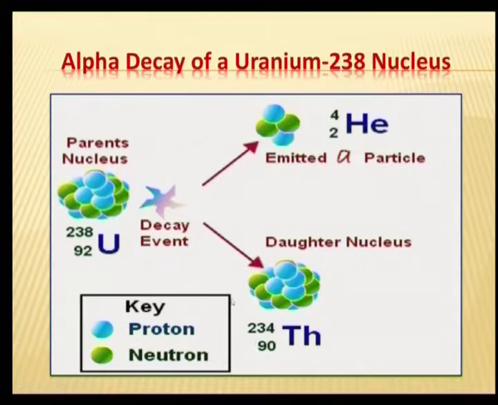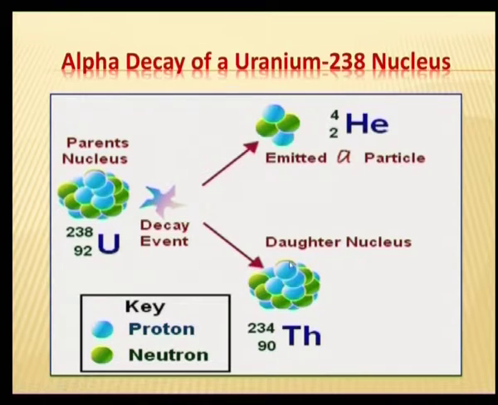So, you got thorium, uranium being converted into thorium with the mass number 234. This of course we call nuclear transmutation. The nucleus has been changed from uranium to thorium with the emission of an alpha particle. So, this is called the parent nucleus, this is called the daughter nucleus, and that is the emission of the alpha particle.